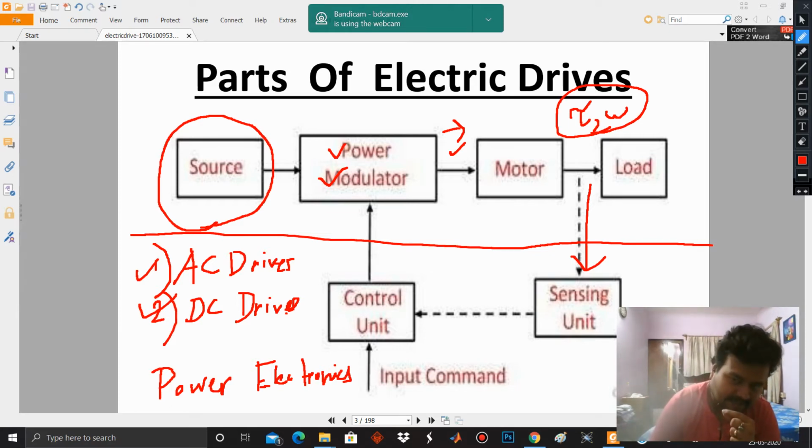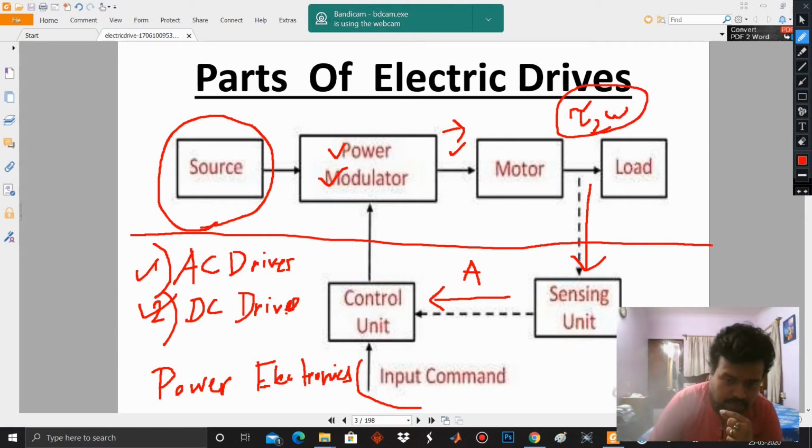Taking that input, it will give some output to the control unit. So let the input to the sensing unit be A. What will the control unit do? The control unit will take A as input. But taking the input only, it cannot do anything until and unless you set some reference.